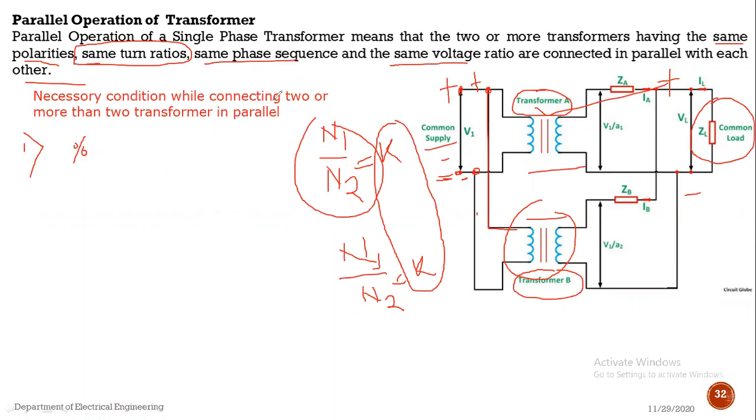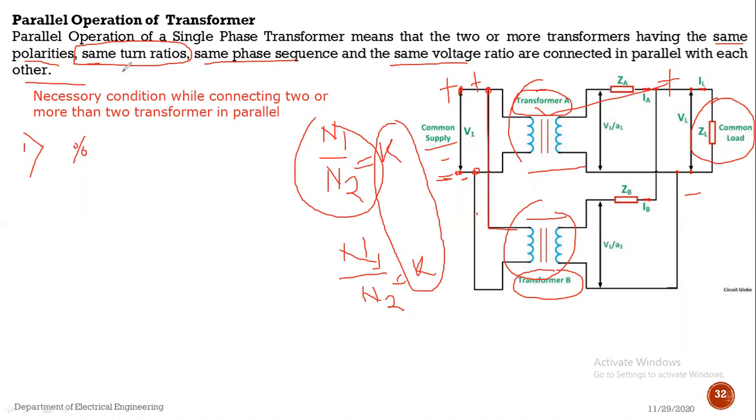The percentage impedance of the transformers we connect in parallel, the percentage impedance of both the transformers remains the same. Okay, so these are the necessary and sufficient conditions. So if these necessary conditions are fulfilled, then and only then are we able to put two transformers in parallel. Okay, so this is a very important point: what is the necessity while operating two transformers in parallel.